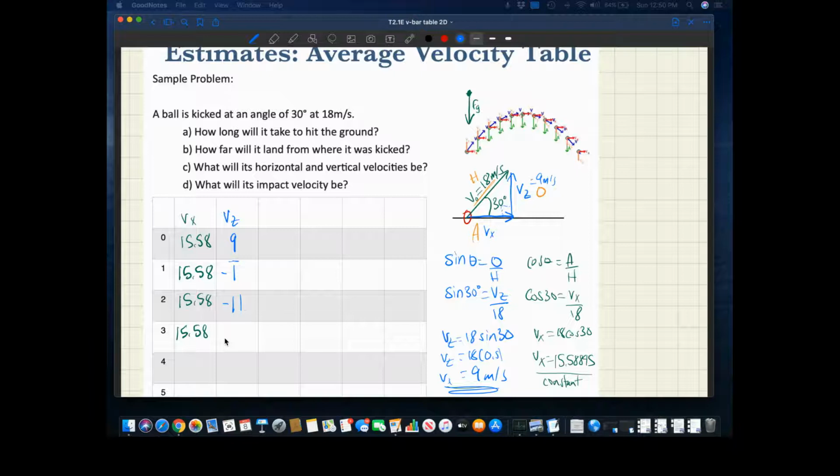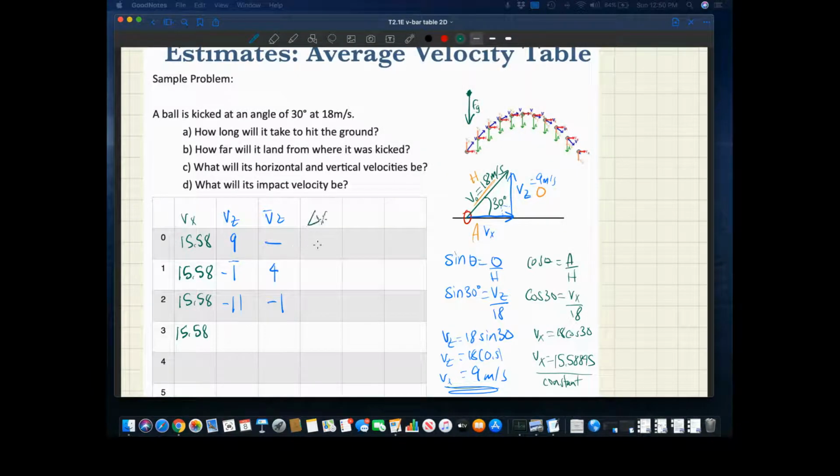We can then take a look at the average velocity in the z, which is meaningless at 0 after 0 seconds. Then we would have an average velocity of 4 in the vertical direction: 9 plus negative 1 is 8, divided by 2 is 4. And 9 and negative 11 is minus 2, divided by 2 is minus 1. So the average velocity is negative.